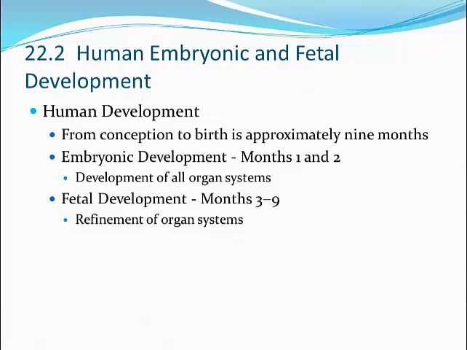For human development, there are approximately 9 months. It's customary to calculate the time of birth by adding 280 days to the start of the last menstrual period. However, only about 5% of babies actually arrive on the forecasted date. Human development is divided into embryonic development, which are the first 2 months. During this time, all organ systems develop, and fetal development, which are the remaining months 3 through 9. During these months, there is a refinement of the organ systems.